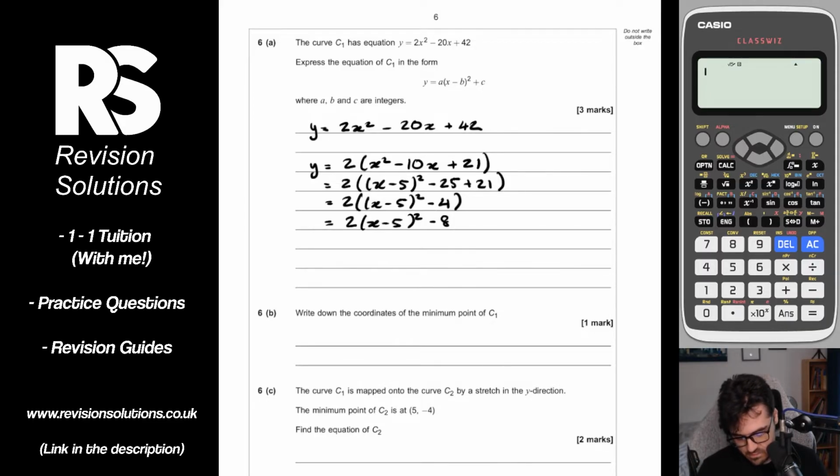Next it says, write down the coordinates of the minimum point of C1. Well, completing the square tells us that very nicely, because if you think about graph transformations, I won't go into that now, but basically minus 5 is going to give us the x-coordinate. That means the x-coordinate is positive 5. And the y-coordinate comes from the minus 8, and it just will be minus 8.